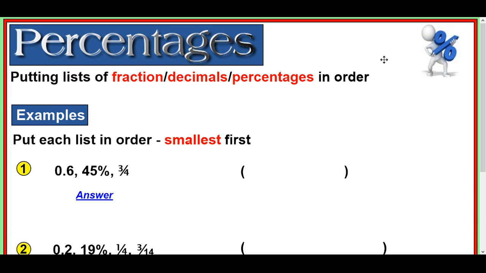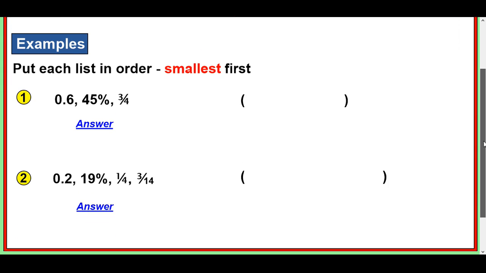Hi there, in this last video I'm going to show you how to order a list from smallest to largest, or you could do it from largest to smallest, and the list will be in different kinds of values: decimals, percentages and fractions. We're going to have to work out which is the smallest and which is the largest and put them in order. So there are two examples I'm going to look at here.